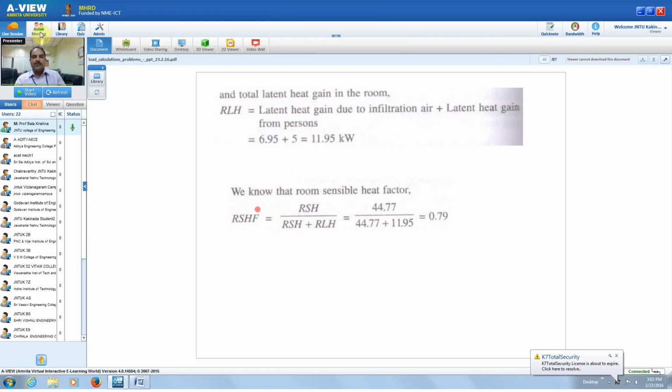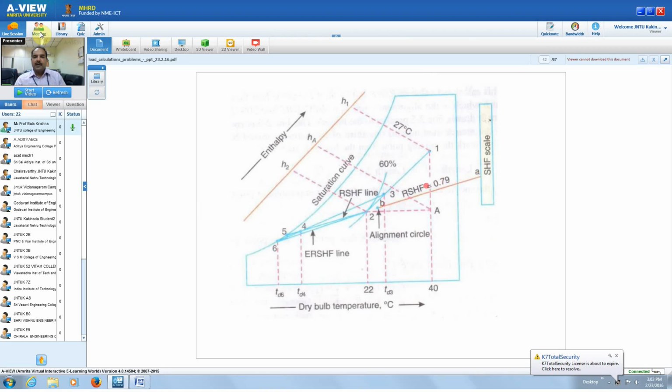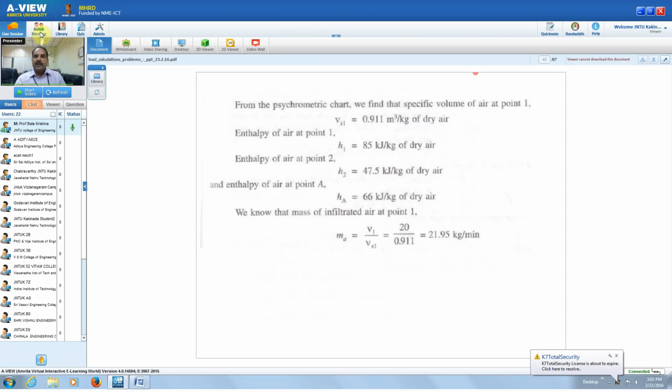And we know that the room sensible heat factor is room sensible heat divided by room sensible heat plus room latent heat. We have seen this formula in earlier classes. Therefore, finally, the room sensible heat factor you get is 0.79, and you can mark that point on the psychrometric chart. This is the 0.79 with the help of the formulas. Like that, you can calculate the values.